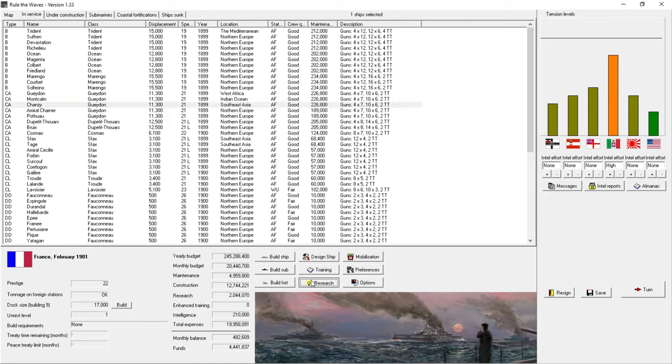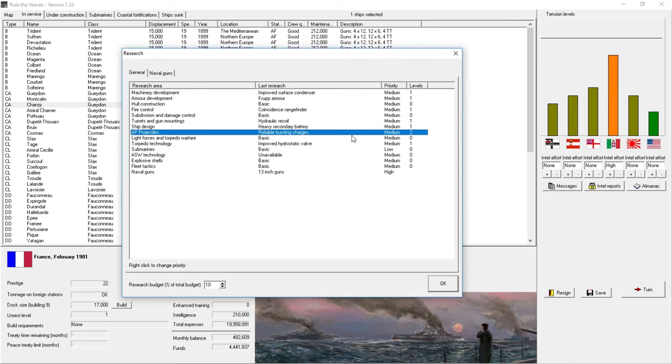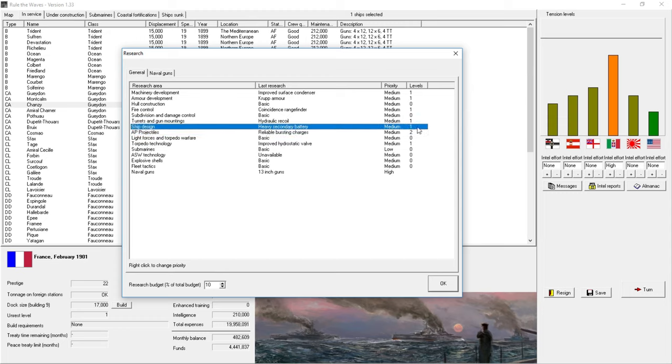I'm slightly further ahead in terms of research. We're on turn 2 for AP projectiles. We were on level 1 before, and then we've got, I believe, heavy secondary batteries we didn't quite have yet. The rest of this is all roughly accurate.